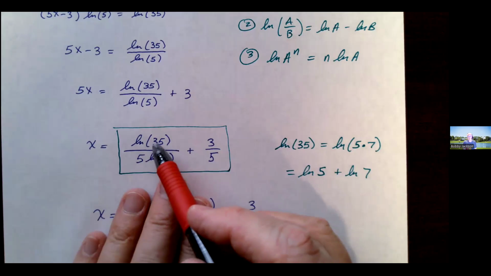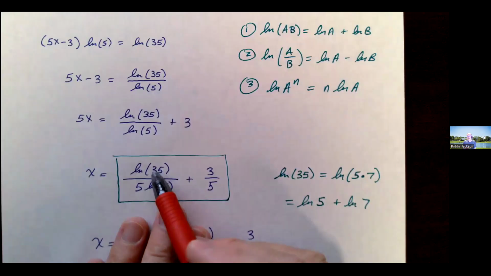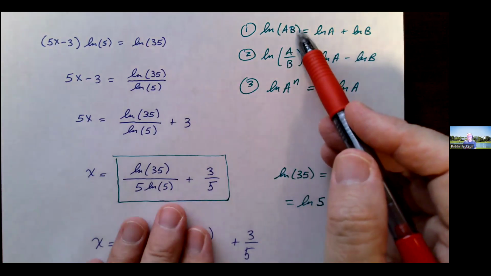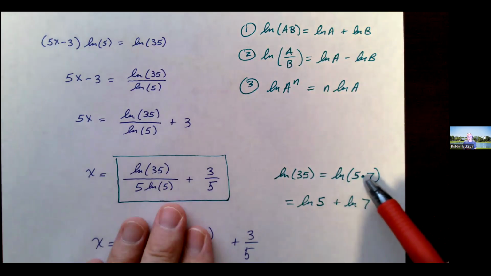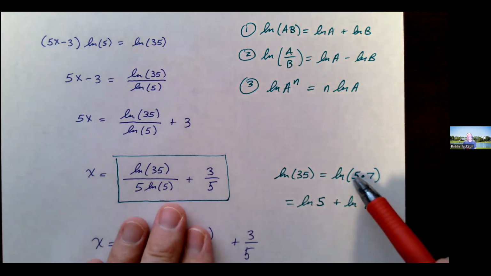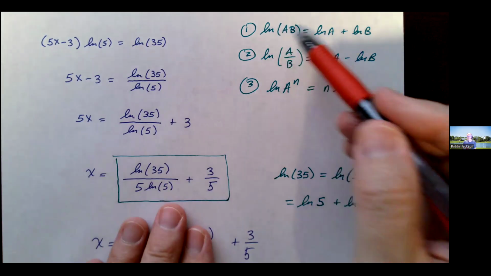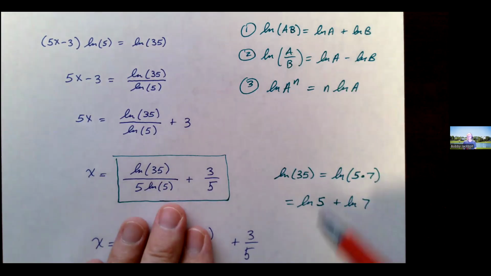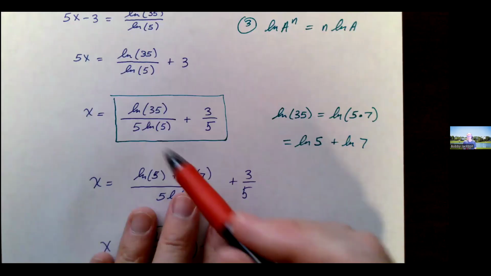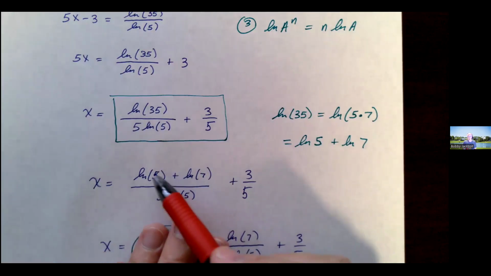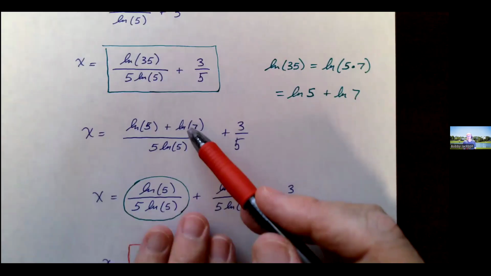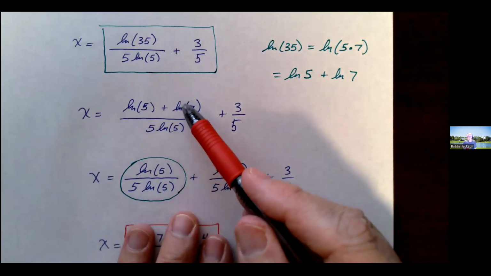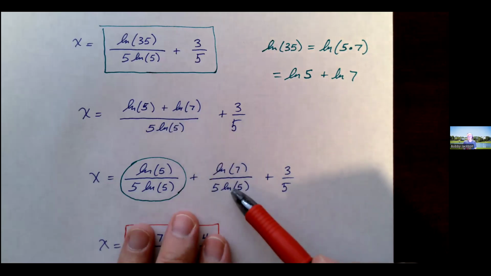If you'll notice, the natural log of 35 can be simplified further. Remember this property up here? If I can write 35 as a product of two things, for instance, 5 times 7 is 35. And why is that helpful? Well, natural log of 5 times 7, a times b, is the natural log of a plus the natural log of b, where a is 5 and b is 7. All right, so using that first property. So how does this help? Well, if I rewrite natural log of 35 as that, notice I can break this fraction up into two fractions, the natural log of 5 divided by 5 times the natural log of 5, and the natural log of 7 divided by 5 times the natural log of 5.